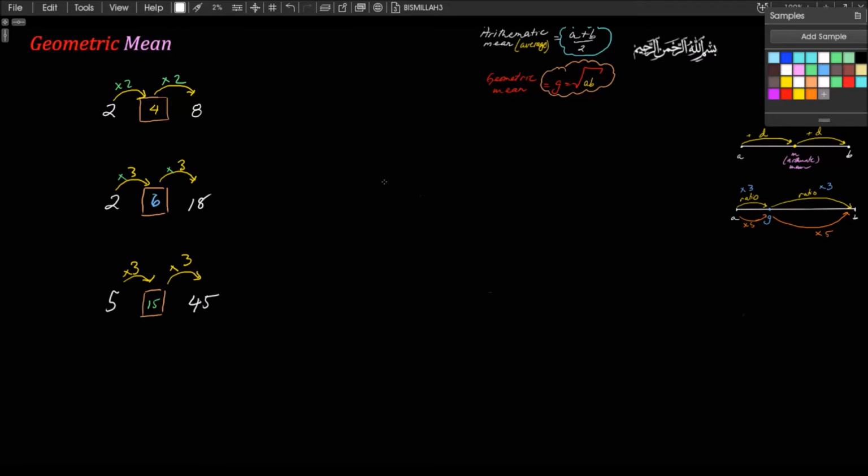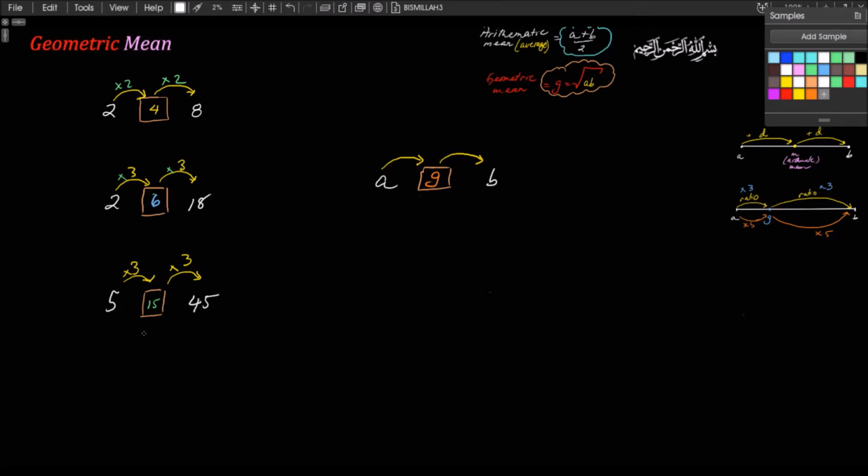So let's say I have two numbers, A and B, and I want to calculate the geometric mean between these two numbers. From A to my geometric mean should be the same multiple, and from my geometric mean to B has to be the same multiple. Now, in this case, I don't know what the geometric mean is, right? So let's just give it a name. Let's call this geometric mean G. From A to G has to be the same multiple as from G to B. Now, what multiple is it going to be?